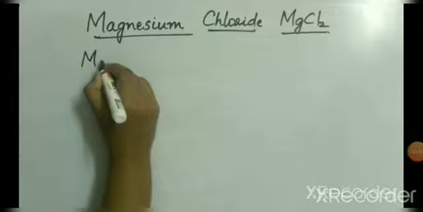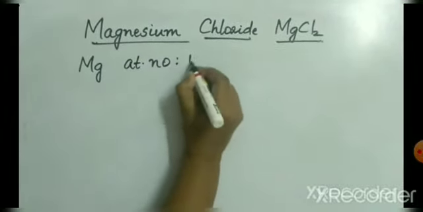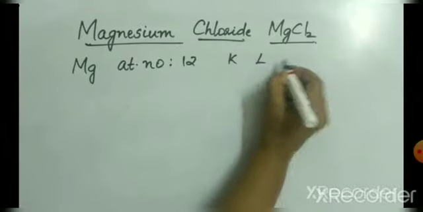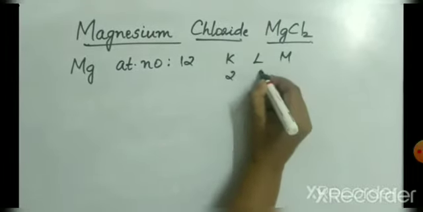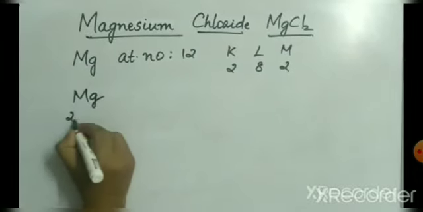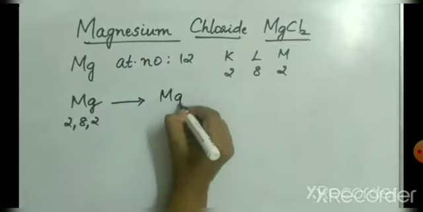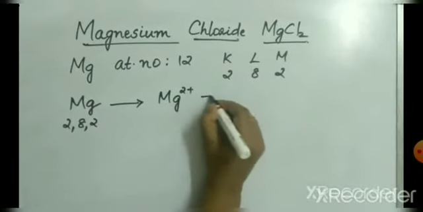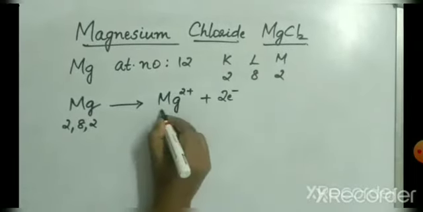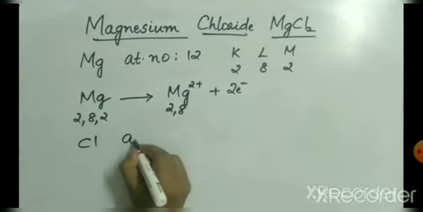Formation of magnesium chloride, MgCl2. Magnesium, atomic number 12, electronic configuration K L M 2 8 2. So start with the magnesium atom, electronic configuration 2 8 2. Magnesium loses 2 electrons so that it can get octet configuration. So magnesium, by losing 2 electrons, changes to magnesium ion Mg2+ and the configuration changes to 2 8.